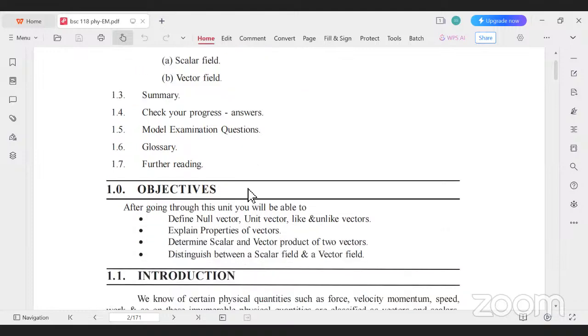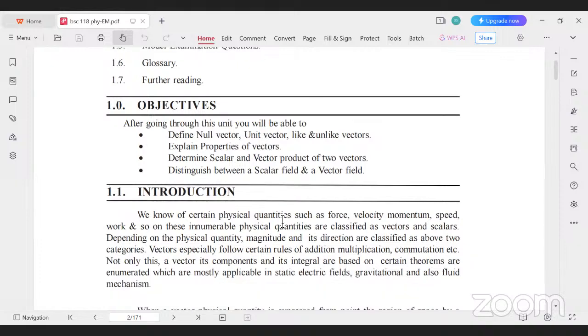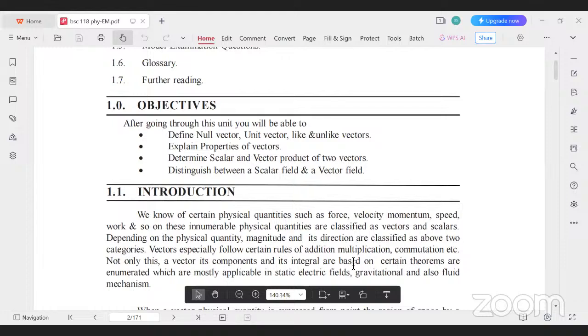Okay, so here we have the objectives. Now I'm going to the introduction. What can we discuss about physical quantities such as force, velocity, momentum, speed, work, and so on? These innumerable physical quantities are classified as vectors and scalars, depending on whether they have magnitude and direction. Vectors especially follow certain rules. What are they? Addition, multiplication, commutation, etc.